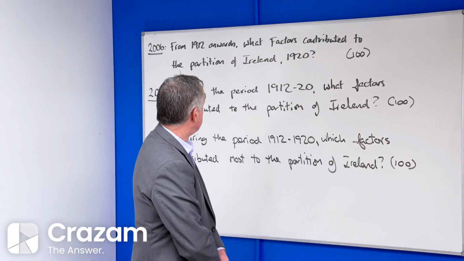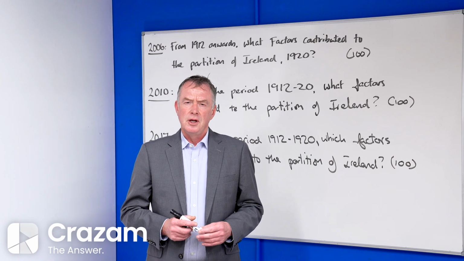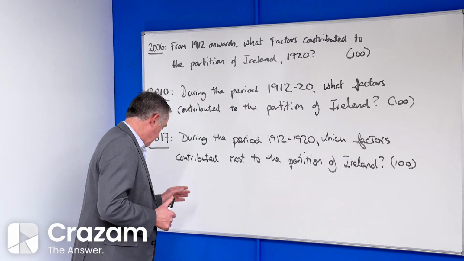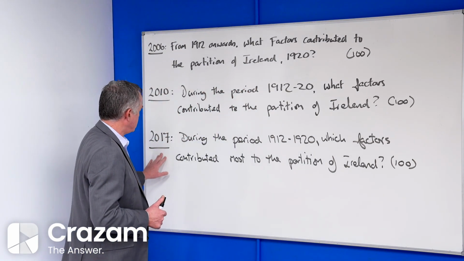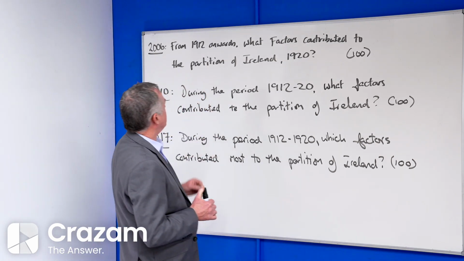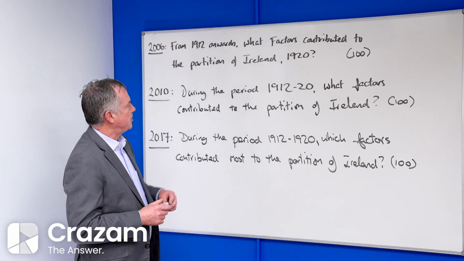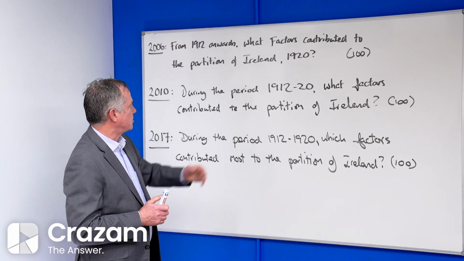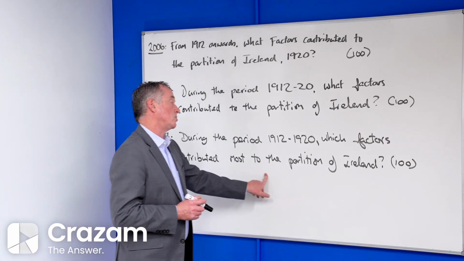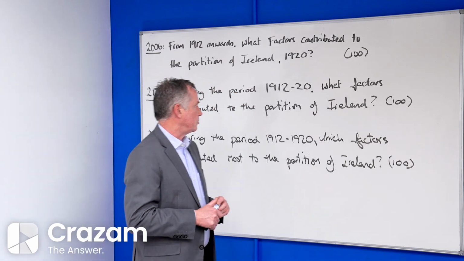Okay, so today we're going to cover the partition question, which will come up as part of the sovereignty and partition section of the course. And this question, as you can see, comes up repeatedly: 2016, 2010, 2017, and in a slightly different form. So we can see here, from 1912 onwards, what factors contributed to the partition of Ireland in 1920. During the period 1912-20, what factors contributed to the partition of Ireland, and during the period 1912 to 20, what factors contributed most to the partition of Ireland. So very little difference in the questions, but you can see that there's just a slight difference in wording.